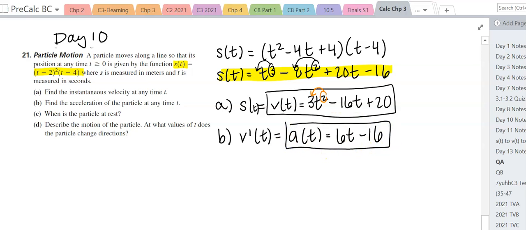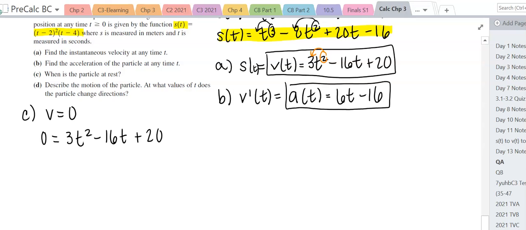All right, part C, when is the particle at rest? So if the particle is at rest, that means the particle is stopped, okay? Which means velocity must be equal to 0. So I am just going to take my velocity equation and set it equal to 0. And this is a calculator question. So you could just go ahead and graph this if you want and find the intersection points.